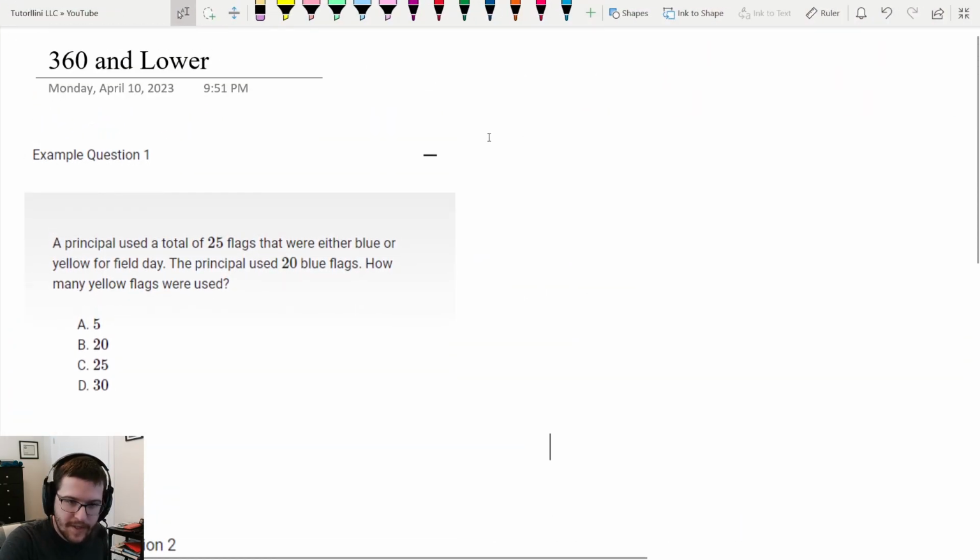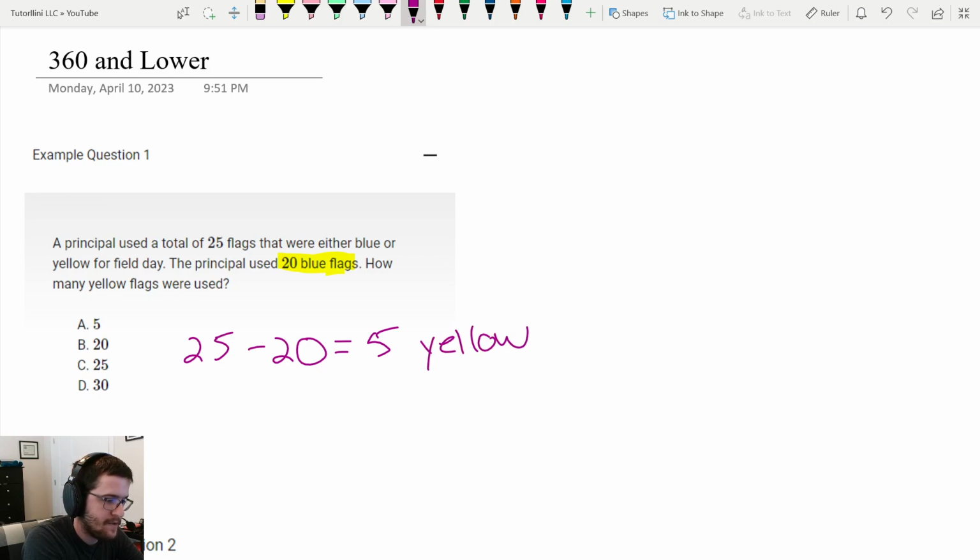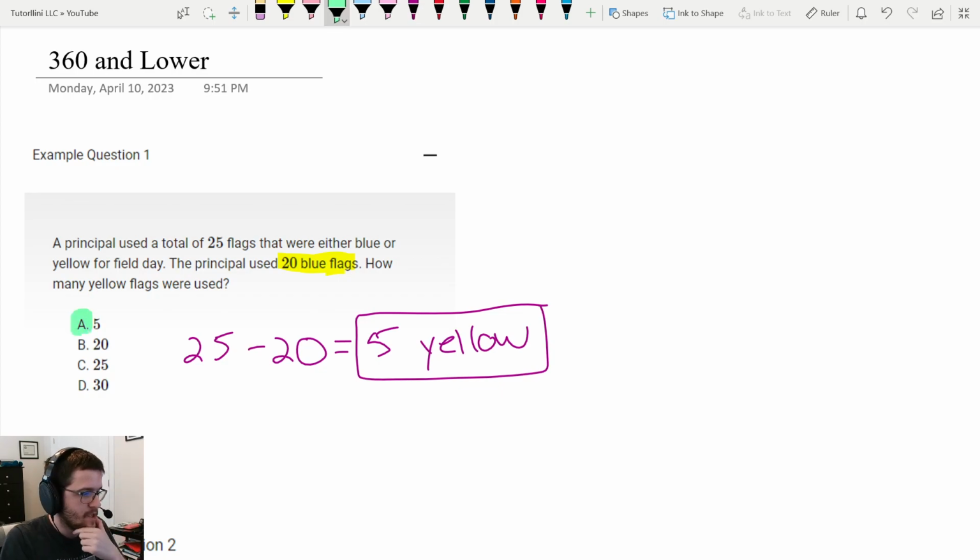Okay, so the first question says, Principal used a total of 25 flags that were either blue or yellow, and he used 20 blue flags. Okay, so if you use 20 blue, and there's 25 total, the remainder must be yellow. So I'm going to subtract 25 minus 20, and I get 5 yellow flags. And that gives me answer choice A. So we've got 20 blue, 5 yellow for a total of 25 flags.